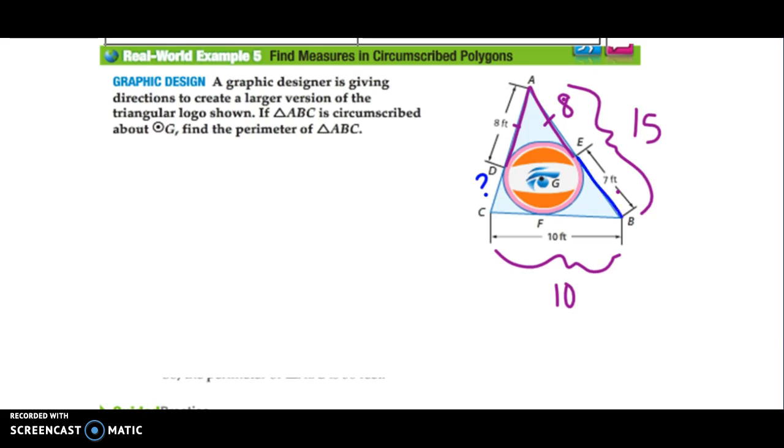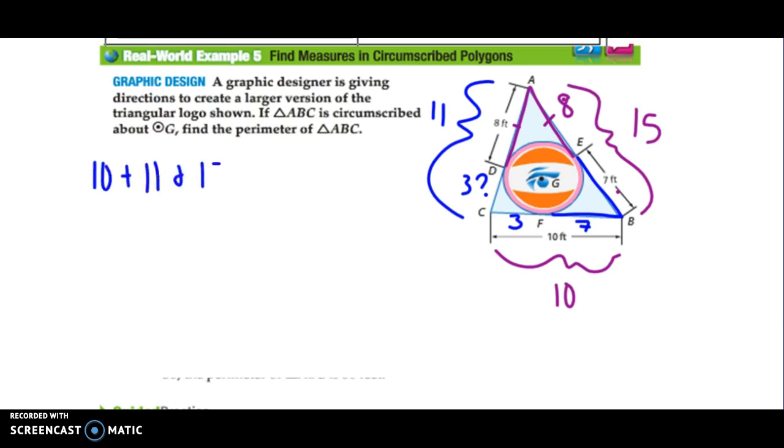But we see that this is 7, and so this has to be 7. Okay? And if the whole thing is 10, then this missing side would be 3, which means that this question mark we have is 3 as well. So then this side over here, 8 and 3, would be 11. So now how do we find the perimeter? We just add up all the sides. So 10 plus 11 plus 15 is going to be equal to 36.